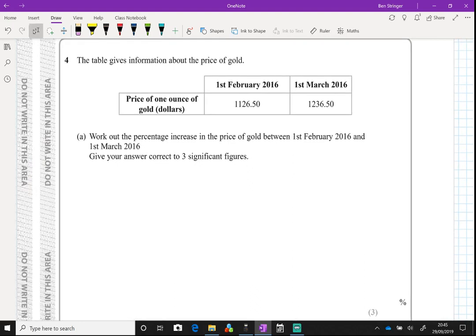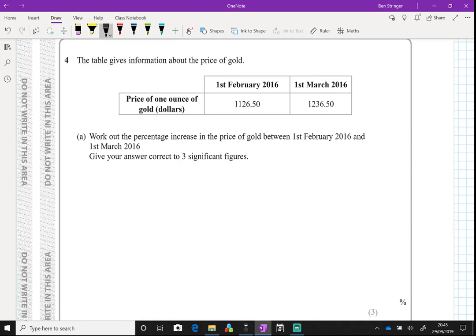The table gives information about the price of gold. So on the 1st of February it's 1,126, then 1,236. So it's increased over time. Work out the percentage increase of the gold between this day and this day.